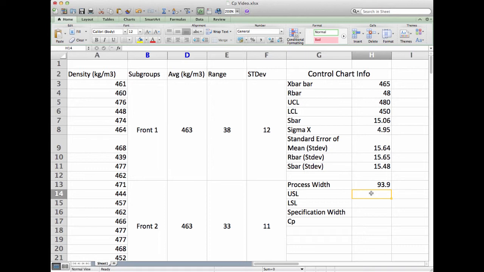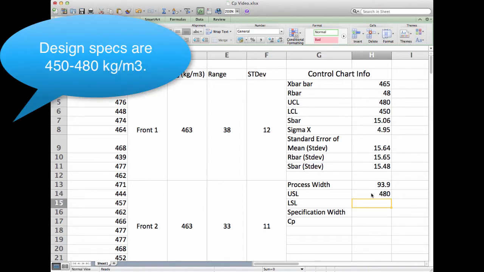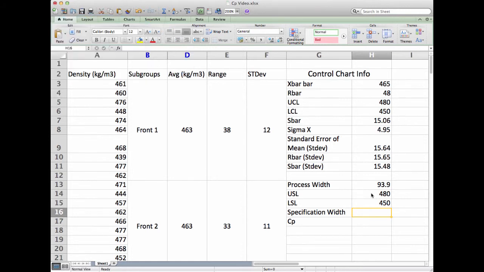My upper specification limit is given to me by the design engineers. They've told me that the highest density for this foam could be is equal to 480 kilograms per cubic meter. The lower specification limit, they've said, is 450 kilograms per cubic meter, or the density needs to be no lower than that. My specification width is fairly simple. It's equal to the upper specification minus my lower specification. So the design engineers have told me that I'm only allowed 30 kilograms per cubic meter for my tolerance.